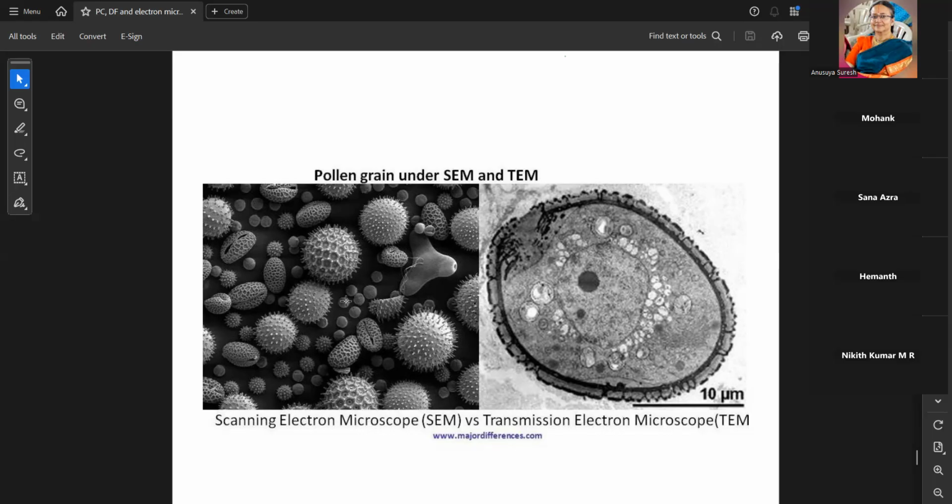But in that method, we are not able to see what is inside the cell. So if you use the transmission electron microscope, TEM method, in the image on the right side you are now able to see what structures are present inside the pollen grain. You can see something like a nucleus, some vacuoles, different kinds of structures inside. So that is the level of detail that we are getting. That is why scanning electron microscopy is only for surface observation, and transmission electron microscopy is for internal composition.